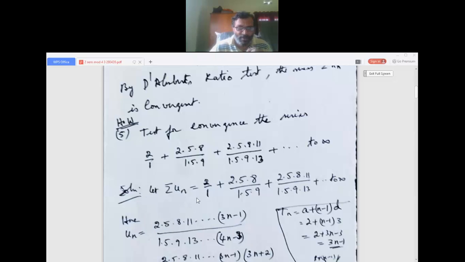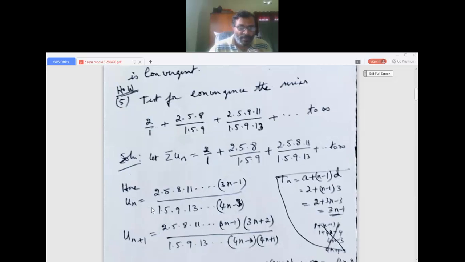So let sigma un be equal to 2 by 1 plus 2 into 5 into 8 by 1 into 5 into 9 plus 2 into 5 into 8 into 11 by 1 into 5 into 9 into 13 plus etc. till infinity. So here we get the nth term un. First term 2, second term 2 into 5 into 8, third term 2 into 5 into 8 into 11. So the nth term will be 2 into 5 into 8 into 11, and it goes on till 3n minus 1, because a plus n minus 1 into d. So 2 plus n minus 1 into 3.